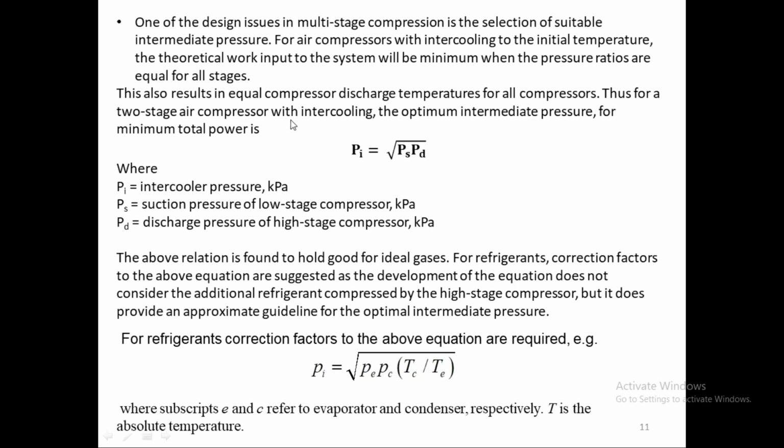Thus, for a two-stage compressor with intercooling, the optimum intermediate pressure for minimum total power, PI, that is intermediate pressure, is equal to the square root of the suction side pressure times the discharge side pressure. The suction side is the lowest stage compressor suction, and discharge is the high stage discharge of the compressor. So PI is the intercooler pressure, PS is the suction pressure of the low stage compression, and PD is the discharge pressure of the high stage compressor.